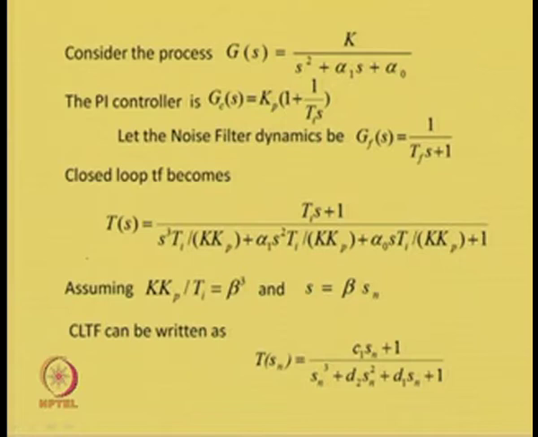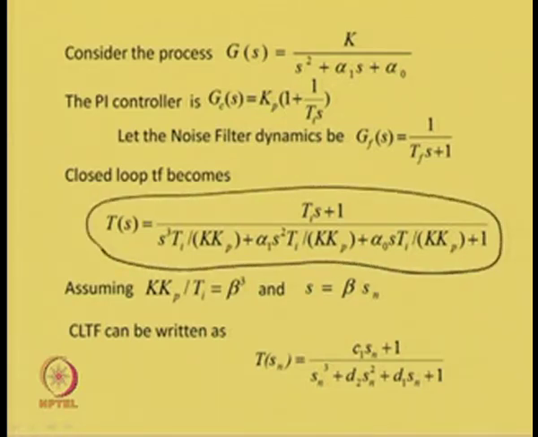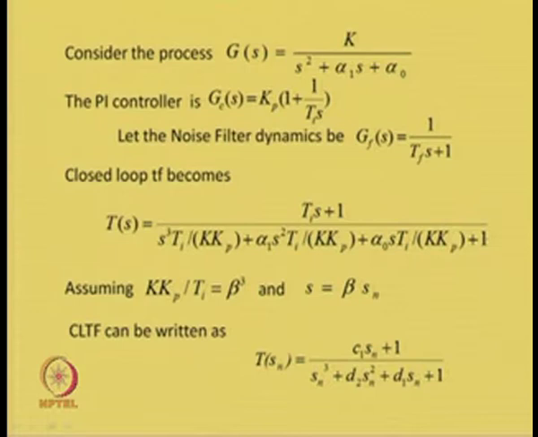When the noise filter dynamics is inserted, then the analysis gives a closed loop transfer function of the form T(s) = (Ti s + 1) / (s cubed Ti/(k Kp) + alpha 1 s squared Ti/(k Kp) + alpha 0 s Ti/(k Ki) + 1). How do we get this form of closed loop transfer function? We get this with the help of a new type of PI controller.